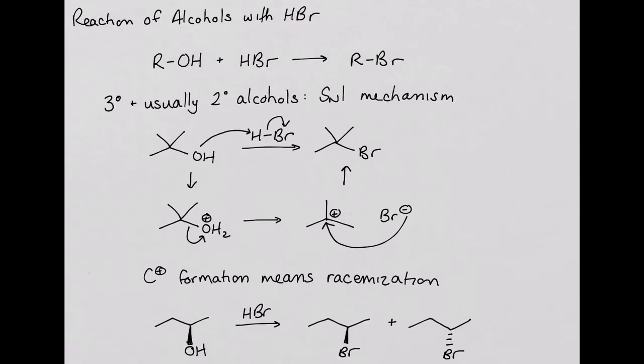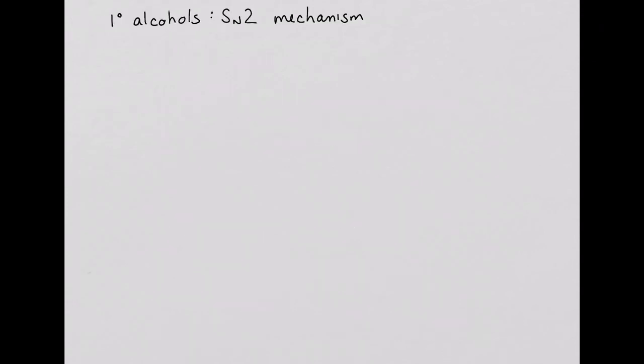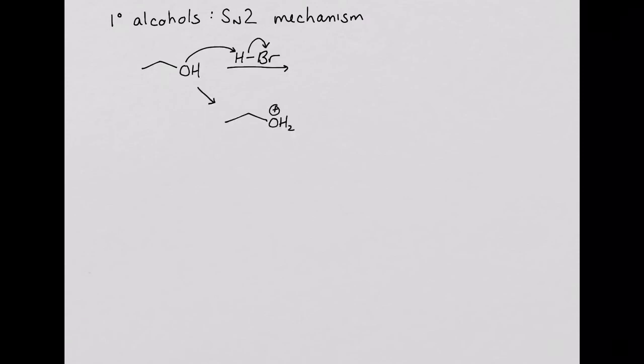While tertiary and most secondary alcohols undergo an SN1 mechanism, primary alcohols cannot form a carbocation and therefore tend to go through an SN2 mechanism. So, if we treat this alcohol with HBr, the first step of the mechanism will look the same as the previous reaction, protonation of the alcohol to form a better leaving group. However, the next step will be attack of the bromide ion, because a primary carbocation cannot form.